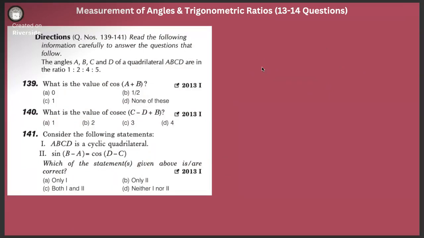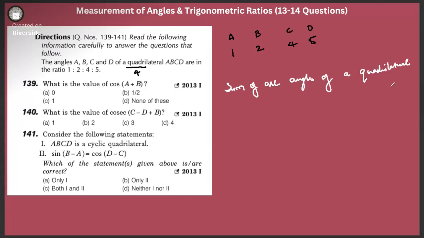The angles A, B, C, D of a quadrilateral. What is a quadrilateral? Quad means four. A quadrilateral is a polygon which has four sides. It has four angles, A, B, C, and D. They are in the ratio 1 is to 2 is to 4 is to 5. Bharat, you tell me, what is the sum of all the angles of a quadrilateral? Please, by now you could have Google searched, man, or ChatGPT. How much? Sum of all the angles of a quadrilateral. 360, sir. Absolutely, it's 360 degrees.